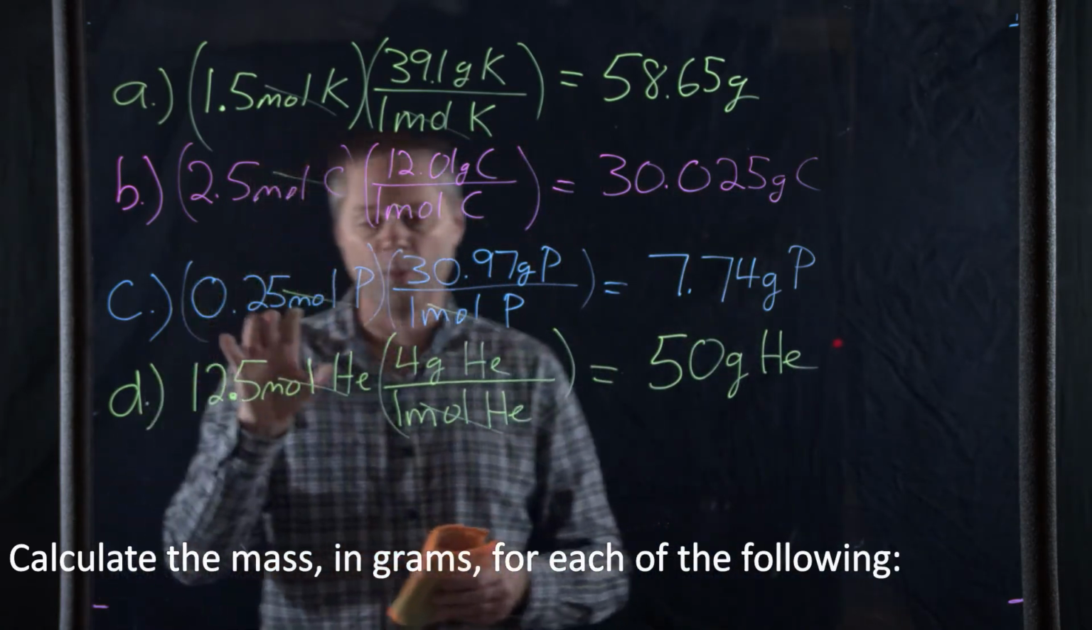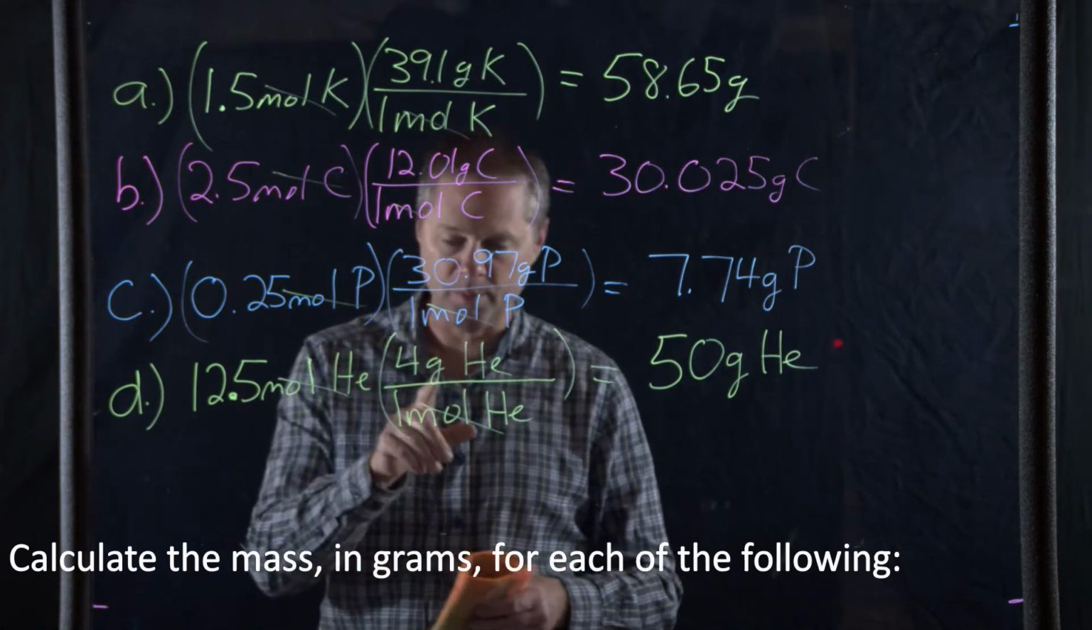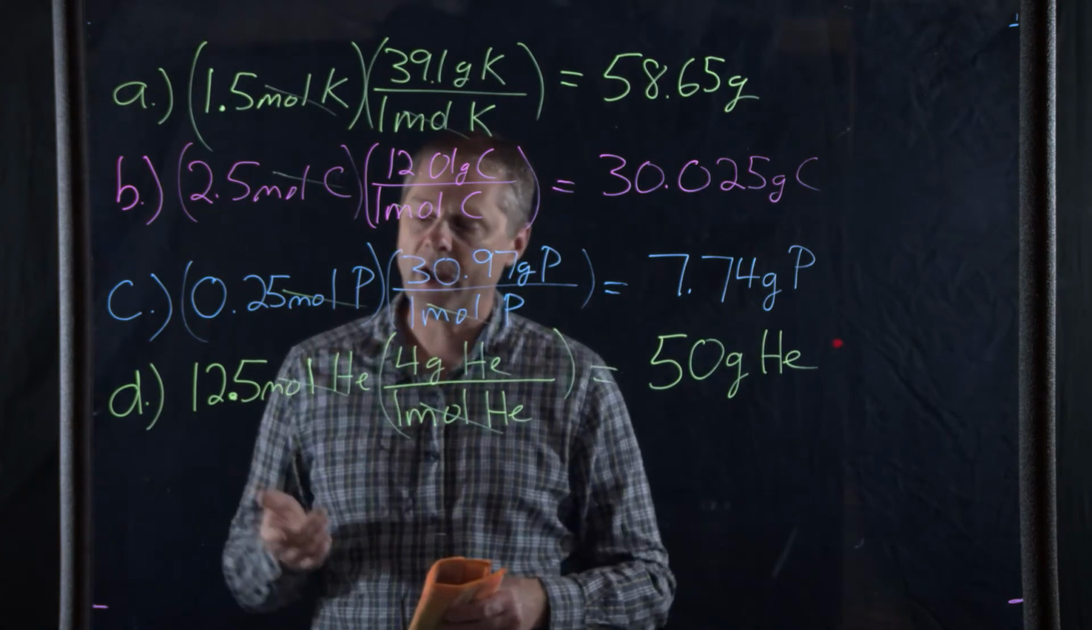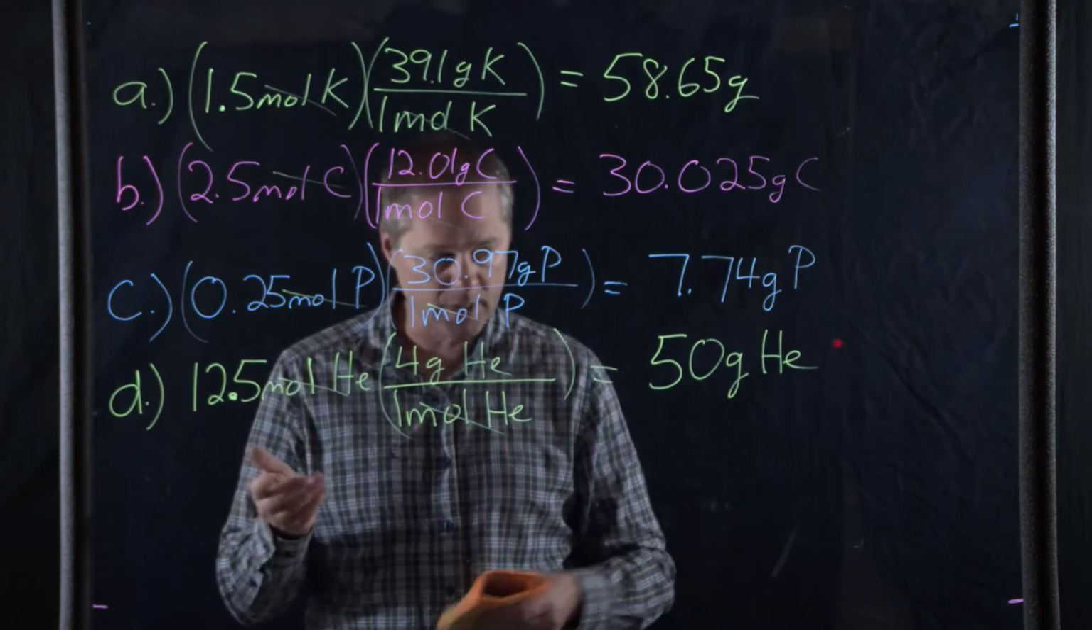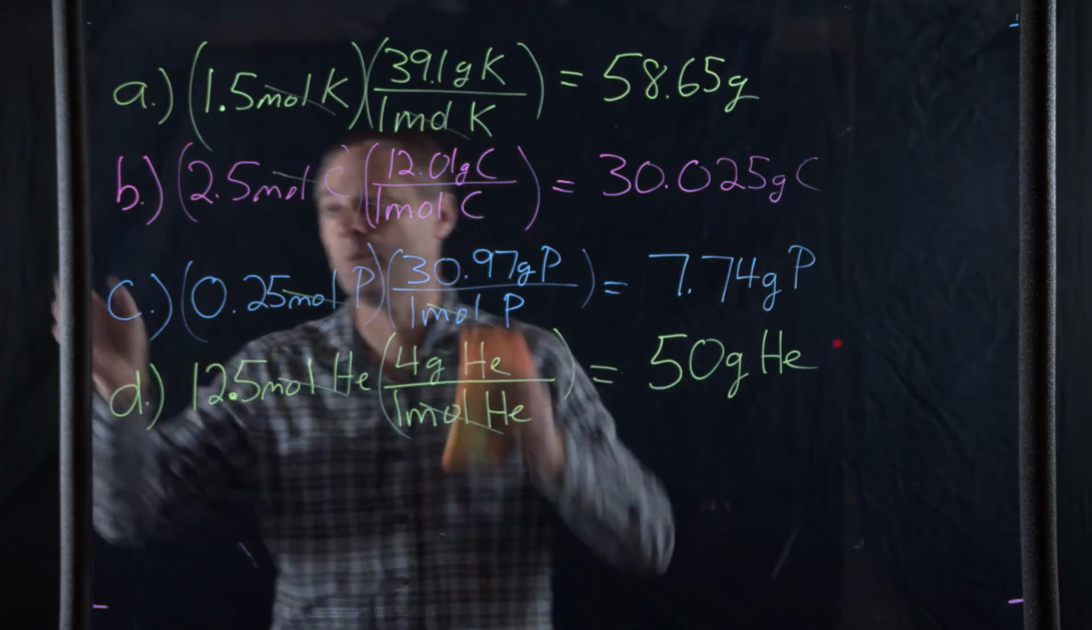So once again, you just take the moles, multiply by the molar mass. Now, if you happen to go from grams and you want to go to moles, you take the grams and you would divide by the molar mass. You would just do the complete opposite of this.